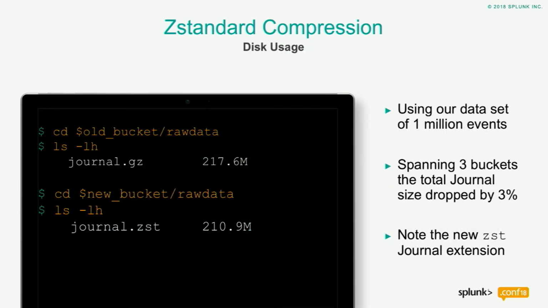So that checks the box on performance, but what about size on disk? Using the 1 million event set from earlier, the size of our journals has actually dropped by 3%. Not quite the theoretical 5, but depending on your data, that's going to jump side to side. So nothing too earth-shattering. Savings are welcome. And once enabled, you'll start to see the new .zst file extension within your journals in the raw data folder of your indexers.